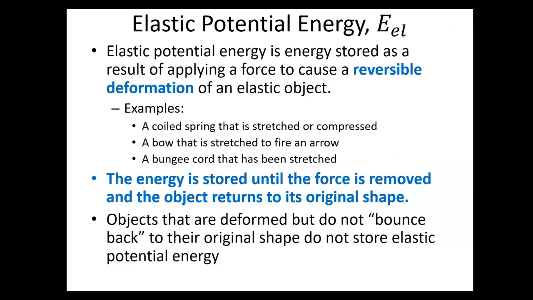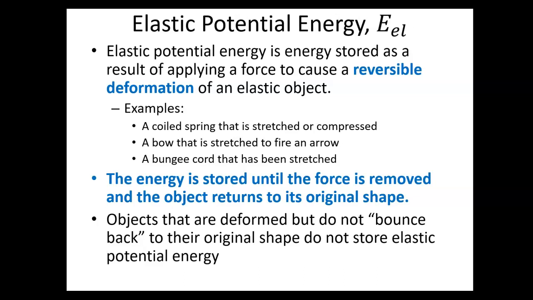Okay, let's switch gears and talk about elastic potential energy, which is E sub EL. Elastic potential energy is energy that's stored as a result of a reversible deformation of an elastic object. Some examples would be a coiled spring that has been either stretched or compressed, or maybe a bow that has been stretched so that you can fire an arrow, or maybe a bungee cord that has been stretched when someone's weight is hanging off of the bungee cord.